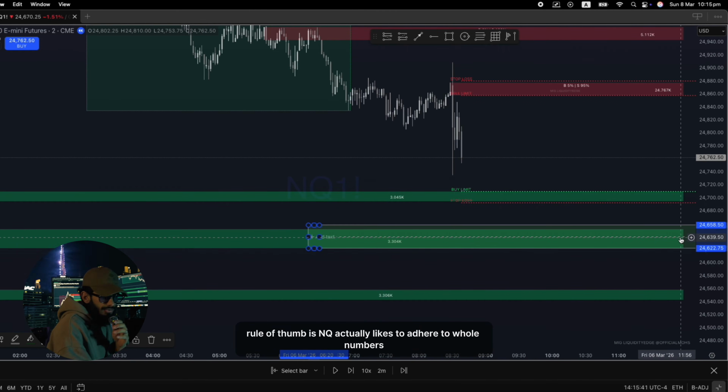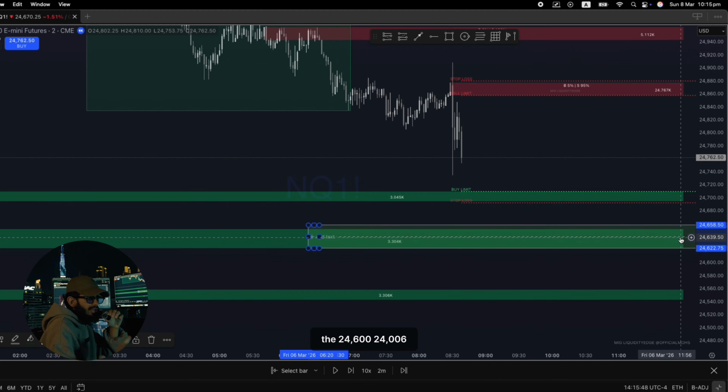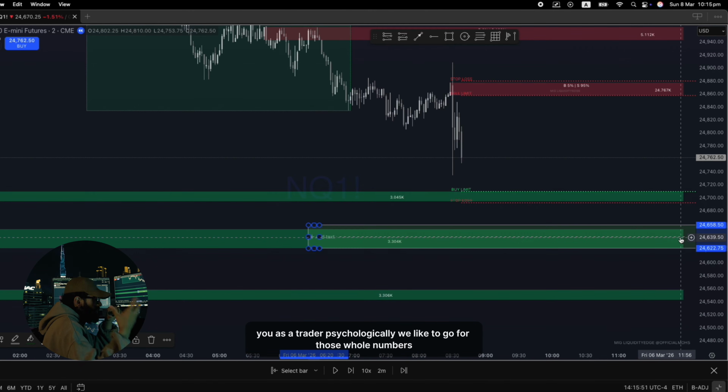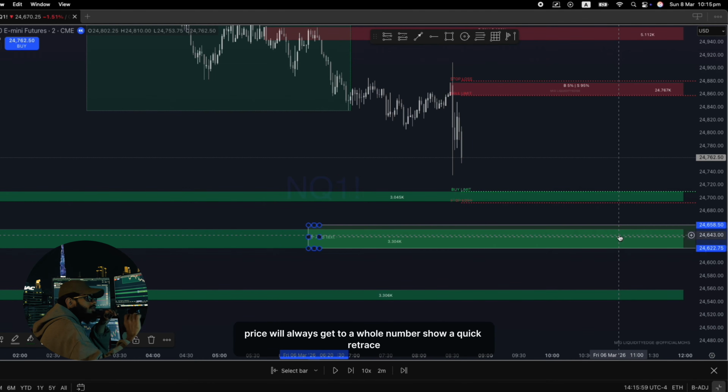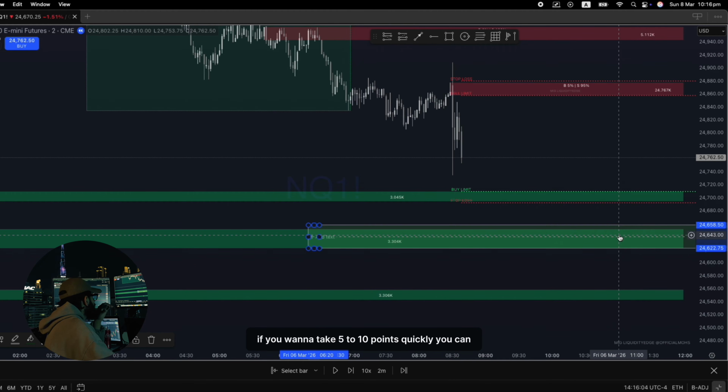A very nice rule of thumb is NQ likes to adhere to whole numbers, the 24,600, 24,650. As a trader, psychologically, we like to go for those whole numbers. It makes setting our take profits and limits far easier. Price will always get to a whole number and show a quick retrace. If you want to take 5 to 10 points quickly, you can.